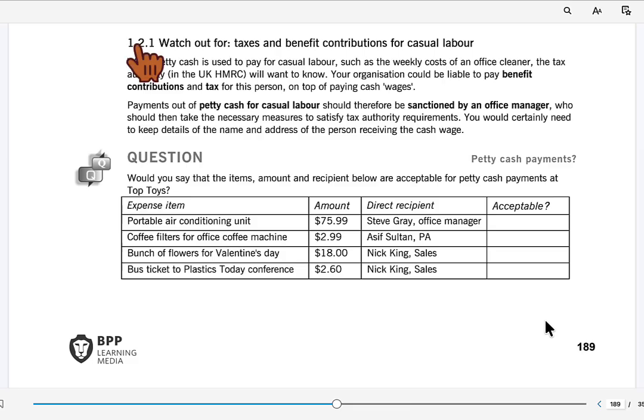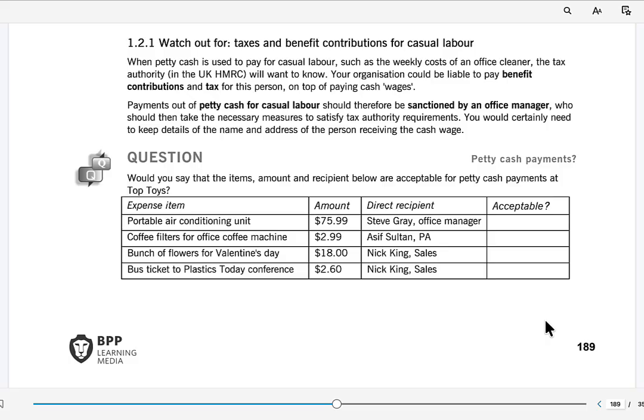1.2.1. Watch out for taxes and benefit contributions for casual labor. All right, class. Now we're going to study Lesson 1.2.1. This part is a warning. It tells us to be very careful when petty cash is used to pay casual workers. Let us go step by step, like a teacher in a real classroom.